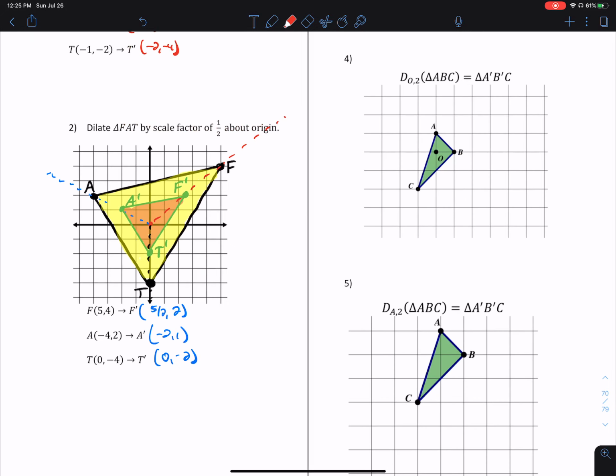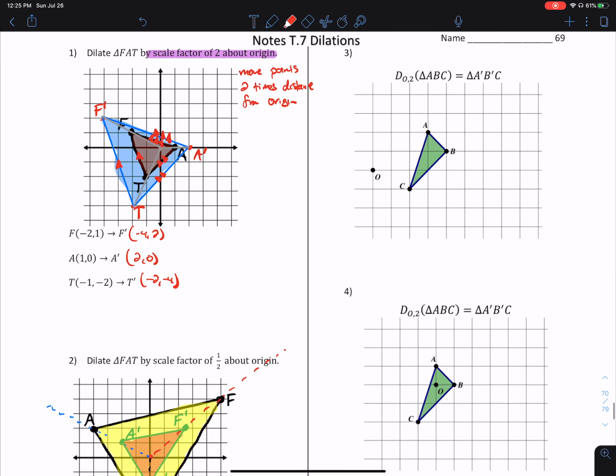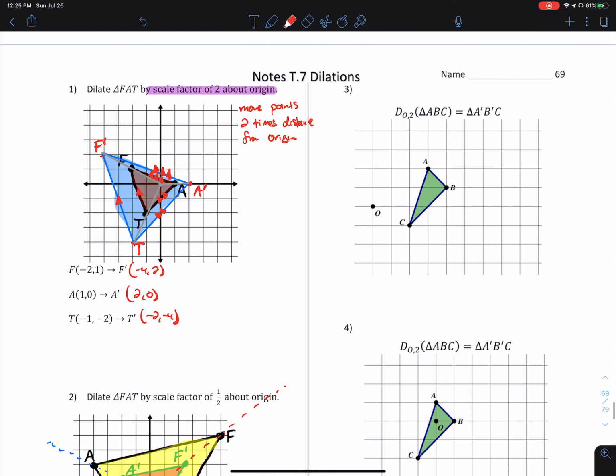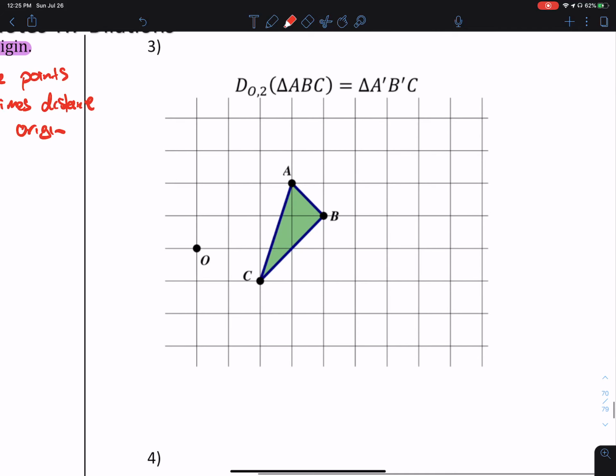So number one, scale factor was an enlargement. Number two, the scale factor was a reduction. Number three, this one's going to get a little crazy.